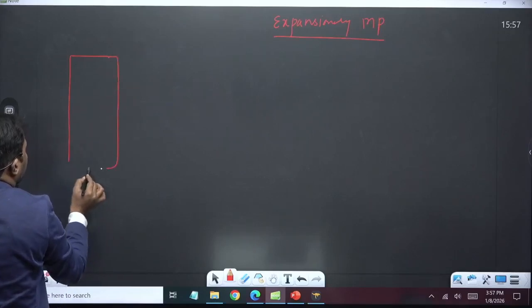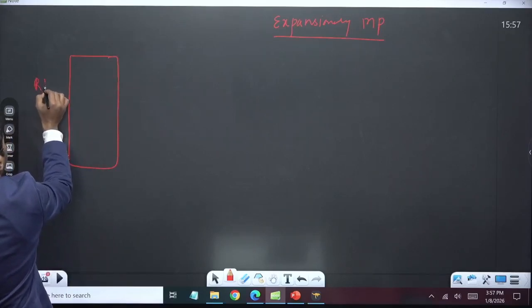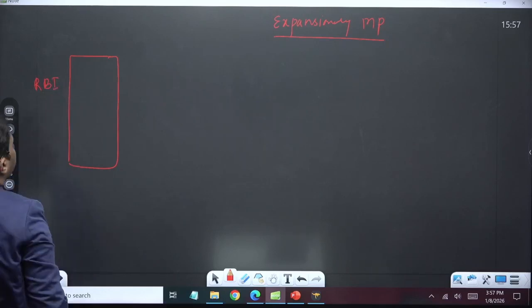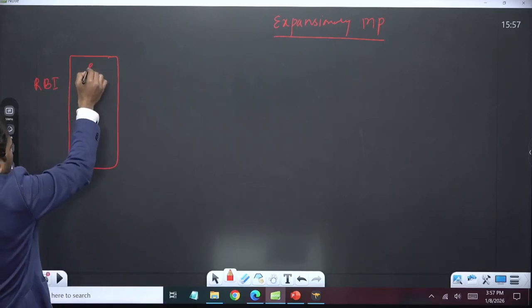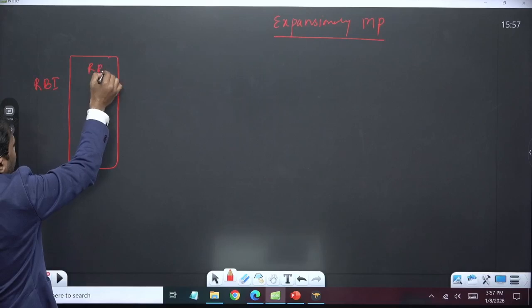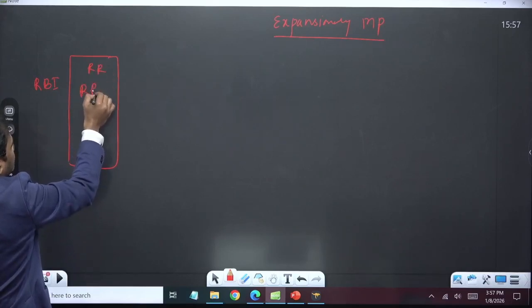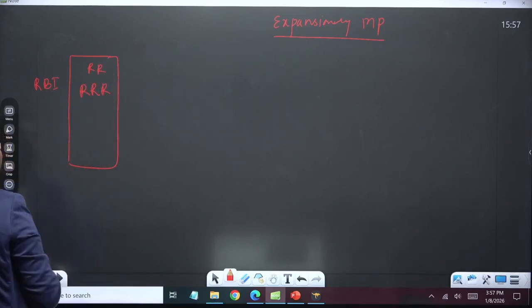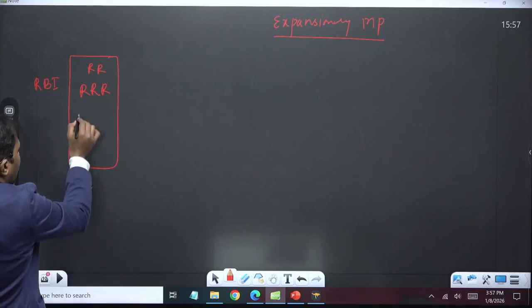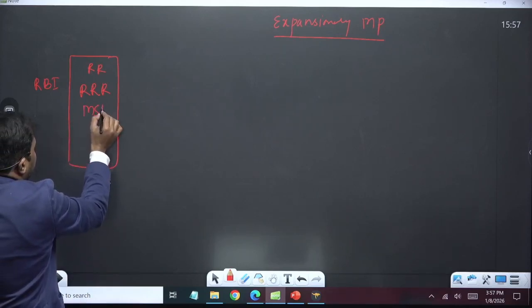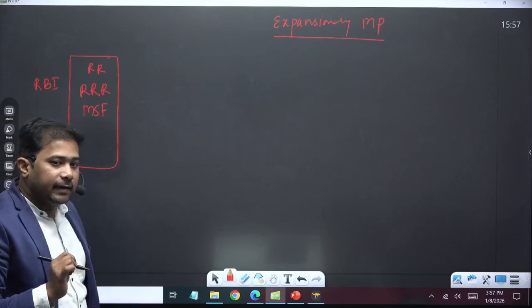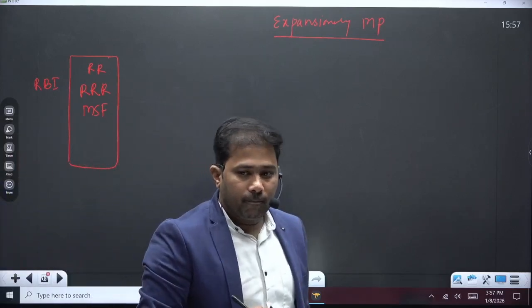So what are the policy tools by the RBI here? Repo rate, reverse repo rate, marginal standing facility. What is marginal standing facility?